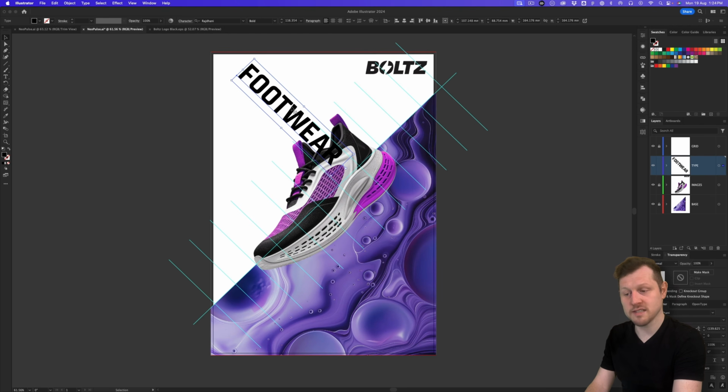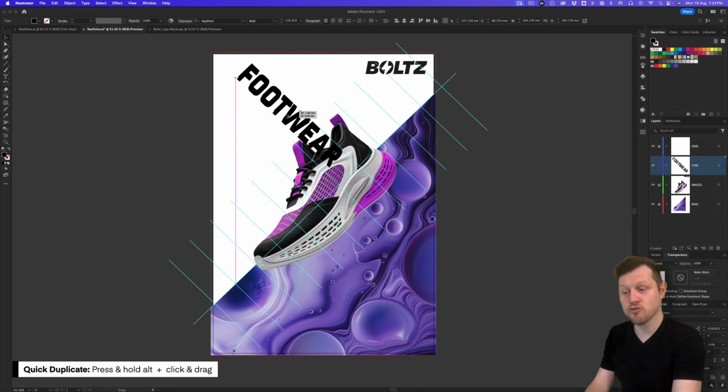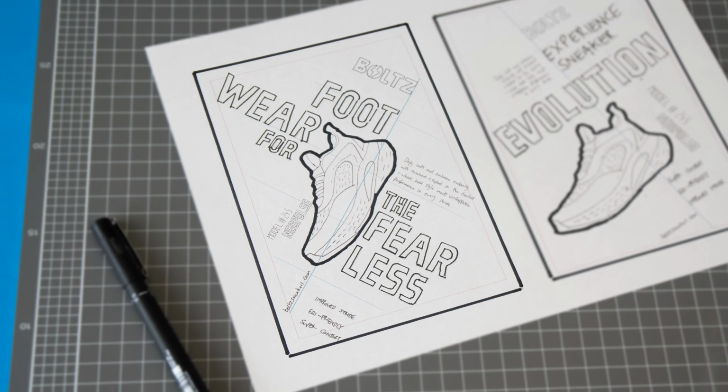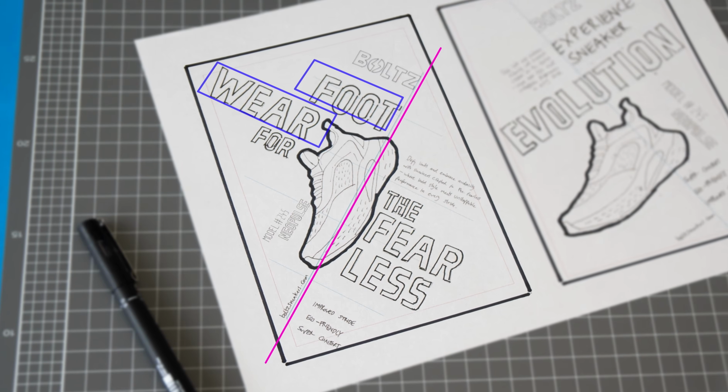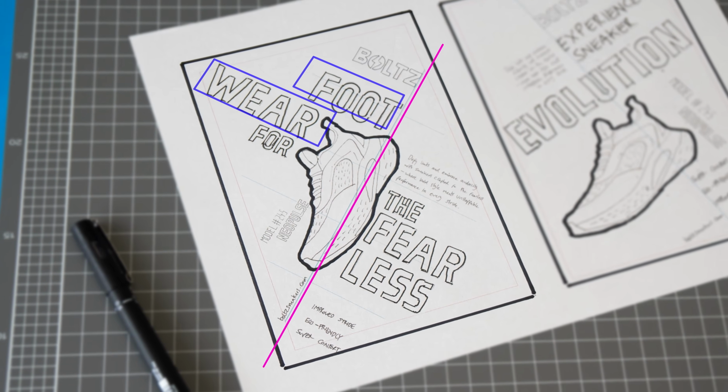So I'll select my type element, press and hold Alt and just drag down slightly to quickly duplicate another. Now looking back at my sketch, I can see that to have the full word footwear would be too wide of a word to fit and balance the elements.